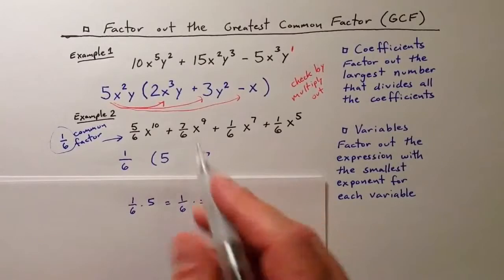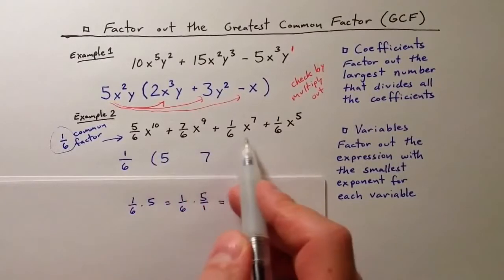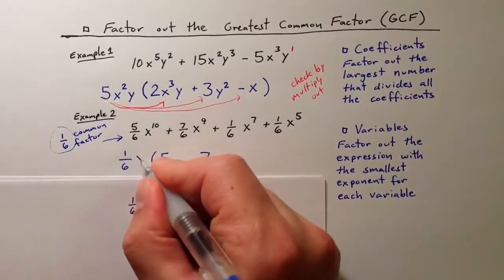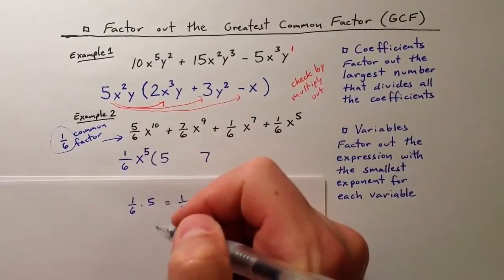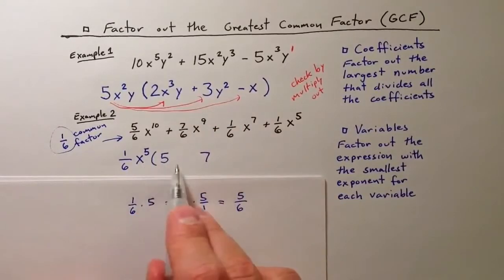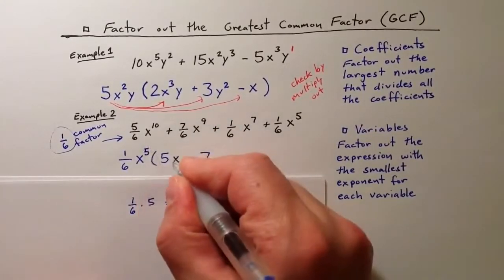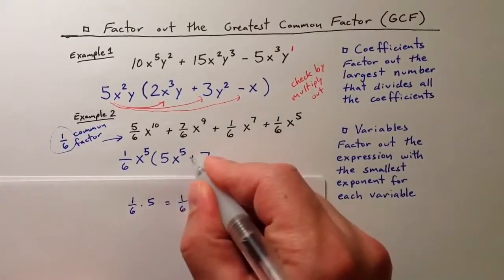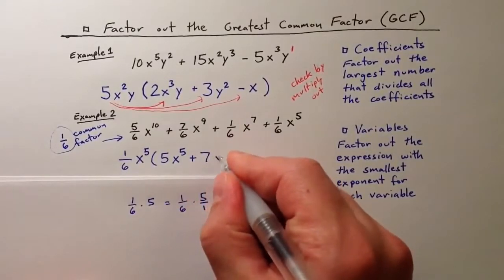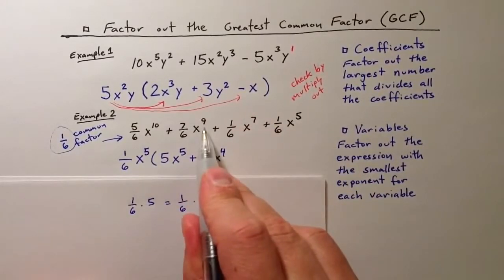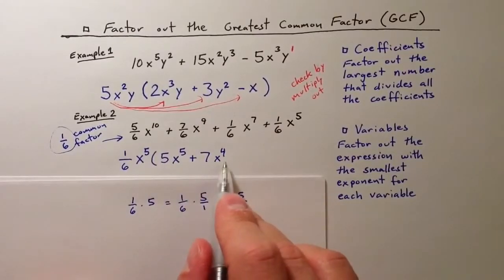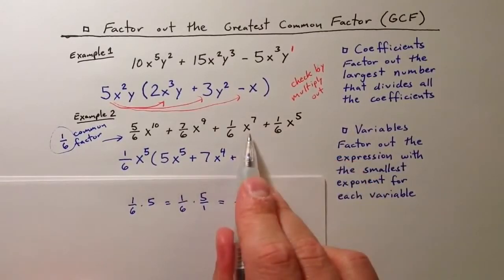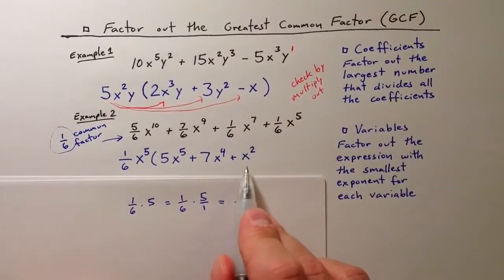So let's think about the variable part. Looking at the exponents, the smallest exponent is 5. So that means I can factor out an x to the 5th, and we can think about what's left behind. So x to the 10th, if there are 10 x's, and I take away 5 of them, there are 5 x's left. And then we get a plus 7x to the 4th. Because if I have 9 x's, and I take away 5 of them, there are 4 left. Plus x squared, because if there are 7 x's and I take away 5, there are 2 left.